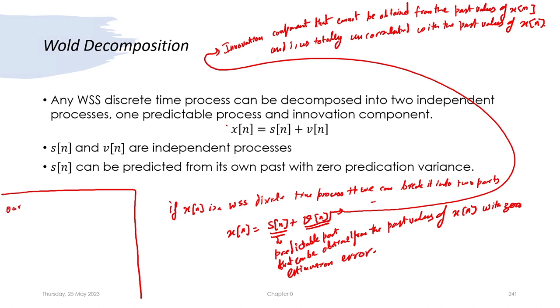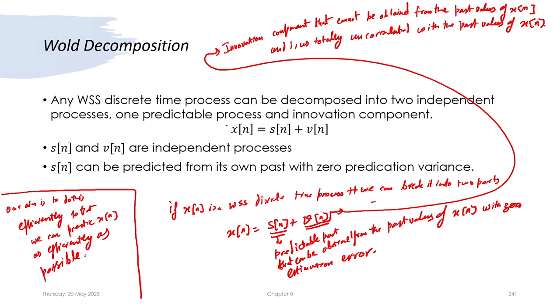So, our aim is to do this efficiently, so that we can predict xn as efficiently as possible. Why we want to predict xn as efficiently as possible will become clearer as we wade further into this territory and start talking about speech compression.